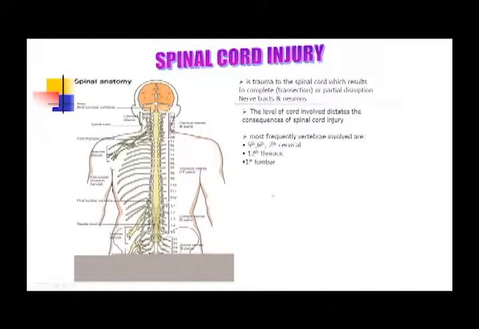What else? The most frequently affected vertebrae in SCI we have here T5, 6, and 7. We also have T12 and we have L1. What are the major causes, or what are usually the stories behind SCIs? Usually they are caused by car accidents, falls, and sports injuries. Let's go to risk factors.